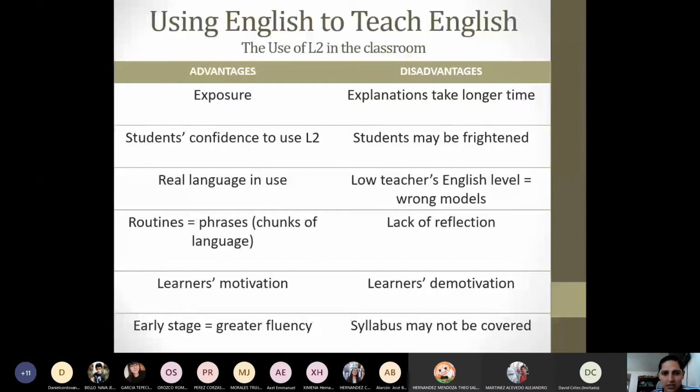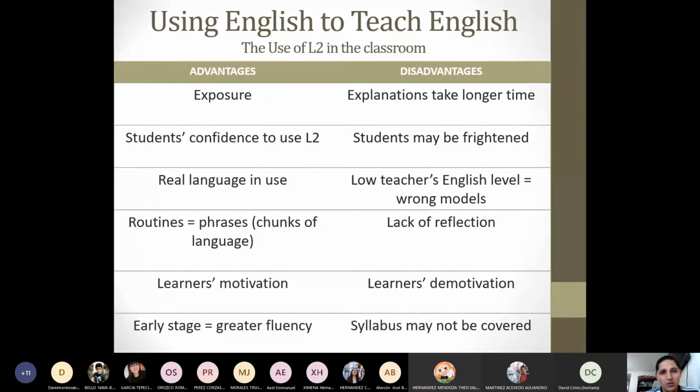Another advantage could be the use of routines. According to Bruner, routines, if you remember, are little rituals which you could take advantage of in order to provide chunks of language. So instructions could be one way to work on routines systematically, introducing new language to learners step by step in a systematic manner.